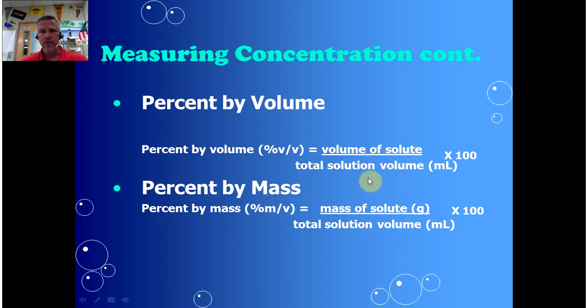The calculations are extremely simple because you either know the volume of your solute or the mass of your solute, and you divide it by the total solution volume. That's how you get percent by volume or percent by mass.